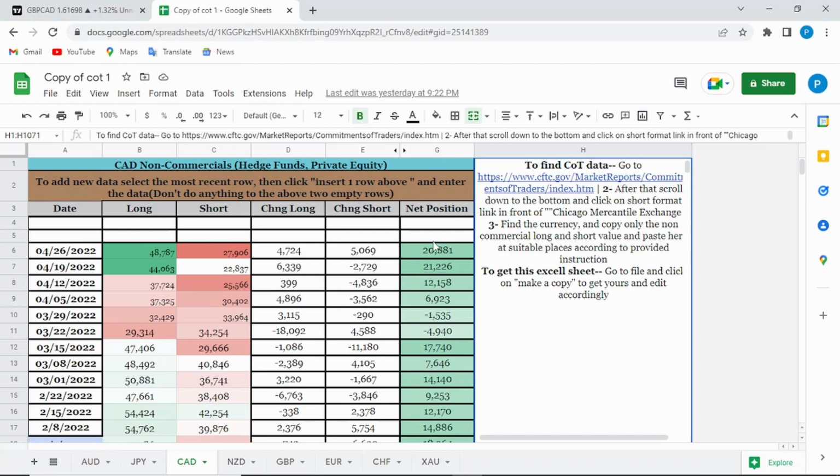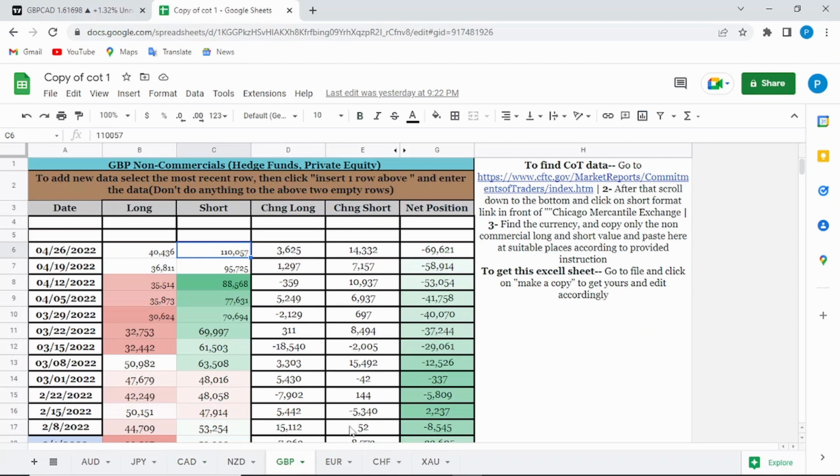So considering the net position, we can say that the CAD is quite strong, and although the shorts being added are greater than the longs being added, we can still see that it is bullish for the CAD. It is still on the positive side. So now let's go and check on the GBP and see what the strength of the GBP is as well.